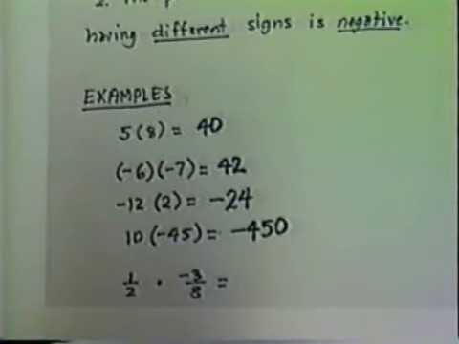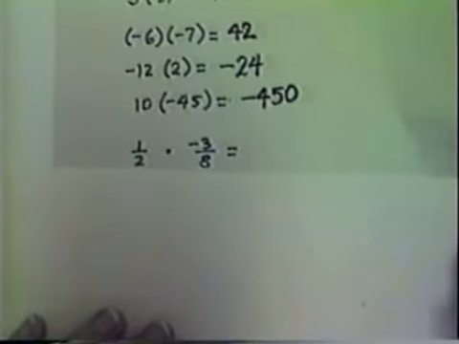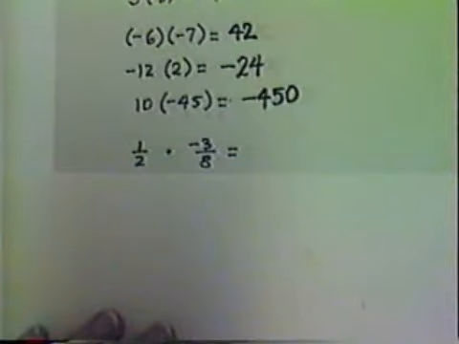What about 1/2 times negative 3/8? The rule says the product of two numbers or factors having the same sign is positive. The product of two numbers or factors having different signs is negative. It doesn't say we have to use integers. We can use fractions or decimals or any other kinds of numbers we may come across.